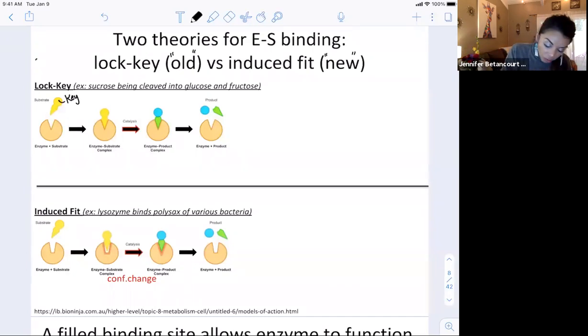So that's something to keep in mind, that the size of the substrate is always much, much smaller than the size of the enzyme, right? Because it has to fit in just one tiny little pocket of the enzyme. It's not a complete match like this. It's like one tiny little pocket. So the substrate is the key, the enzyme is the lock.